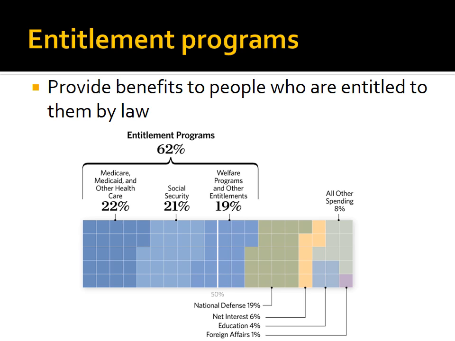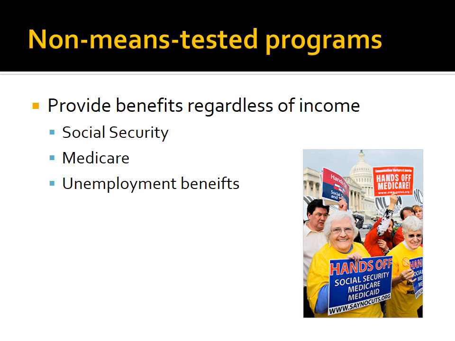So there's a law saying that if you are 65 and a half, you have worked in this country, you're an American citizen, and you have paid payroll taxes or Social Security taxes, you are now entitled to receive Social Security. If your income falls below a certain amount, you are entitled to receive Medicaid or welfare. So that's entitlement programs. All right, we have two types of entitlements. We have means-tested and non-means-tested programs.